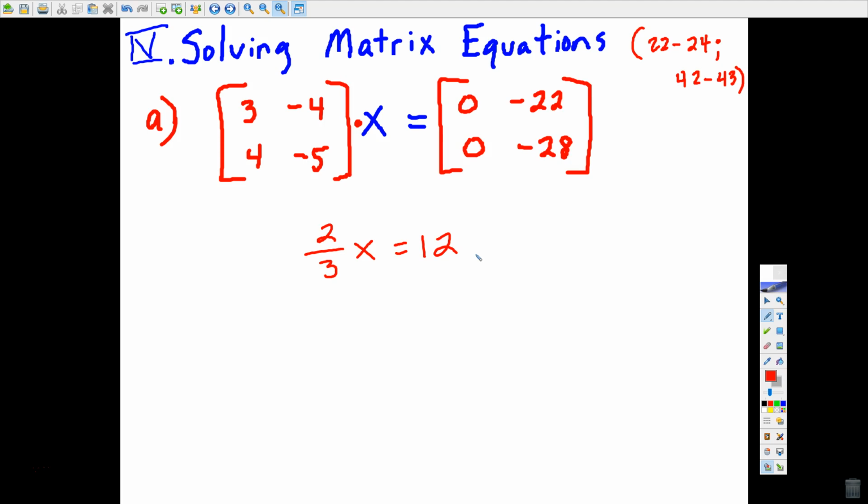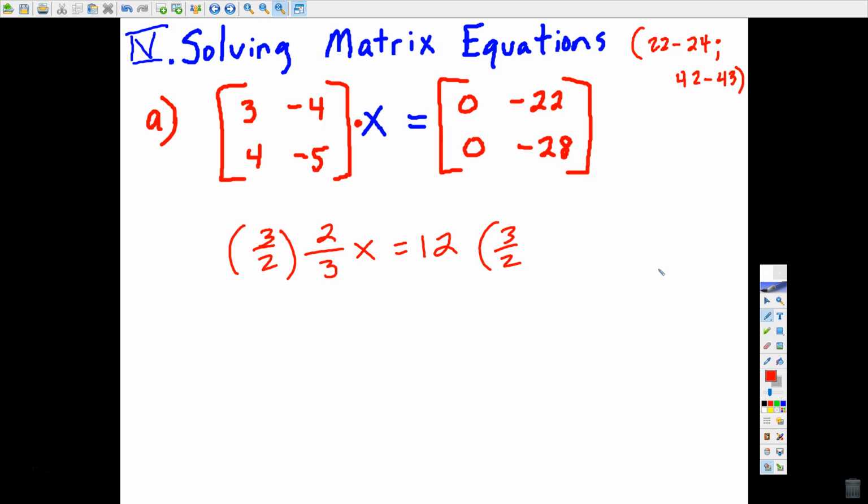3 over 2. 3 over 2 is considered to be the what of 2/3? The reciprocal, or we might use the word inverse. Now, why did you multiply by 3 over 2? Because that's how we undo multiplication by 2/3. Remember that? In that same way of thinking, we need to undo multiplication by this matrix by using the inverse matrix.